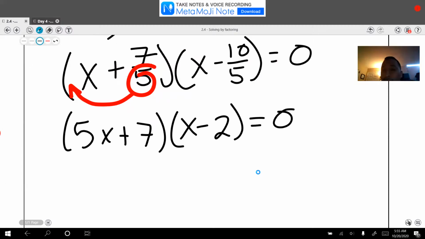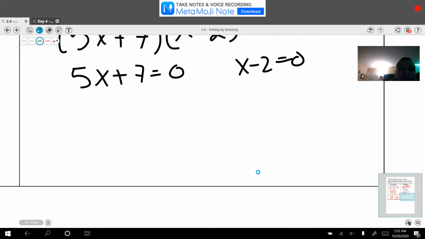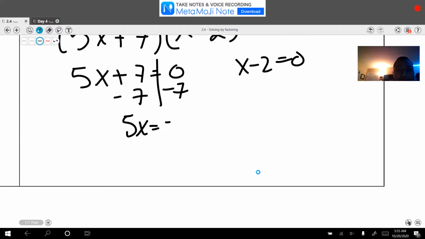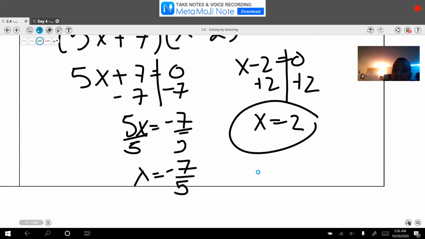So now that my factors are complete, you can just go ahead and set them equal to 0 and find the solution or the roots. So that's minus 7, so that's 5x equals negative 7, and then divided by 5, so x equals negative 7 over 5, plus 2, so x equals 2. So my x-intercepts are going to be x equals 2 and x equals negative 7 over 5.